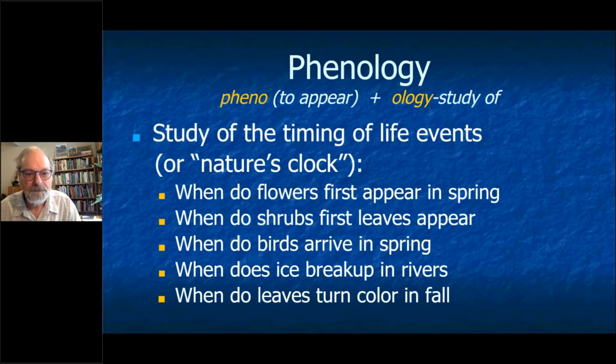So we're talking about, when do flowers first appear in the spring? That's a really valuable phenology observation. That's what we do a lot of. When do the first leaves come out and unroll? The arrival of birds in the spring. We've documented amazing changes in bird migration with this kind of information. When does ice breakup occur in rivers and lakes? This is something Thoreau was always writing a lot about in his journals. And then in the fall, the turning of leaves is also a function of climate.